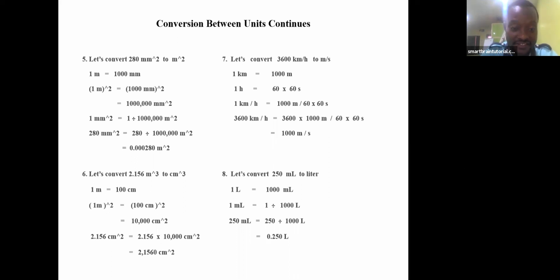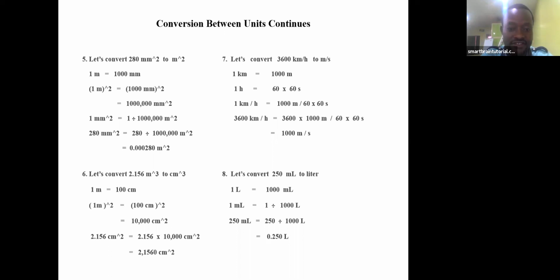Now let's take number 6. Let's convert 2.156 meter cube to centimeter cube. We are looking at volume now. Volume has to do with 3 sides of an object, which is raised to the power of 3. Now, I want to convert 2.156 meter cube to centimeter cube. 1 meter is equal to 100 centimeter.